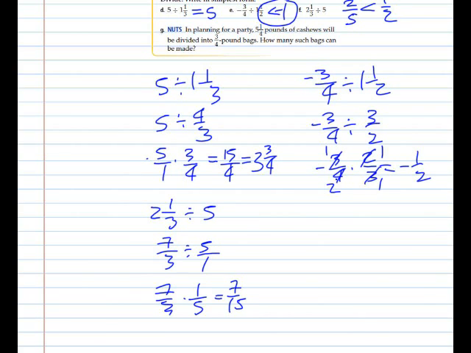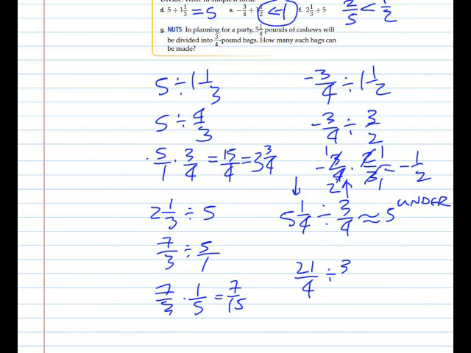Example G. In planning for a party, 5 1/4 pounds of cashews will be divided into 3/4 pound bags. 5 1/4 divided by 3/4. My estimate here is going to be about 5. But again, because I've rounded my divisor up and my dividend down, this is probably going to be an underestimate.